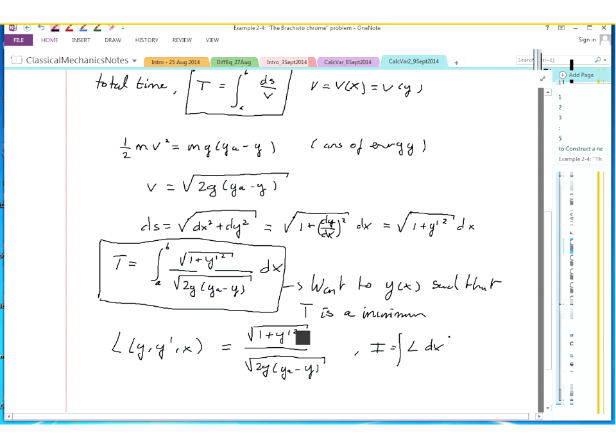All right. And I'll leave it at that. So I motivated the problem of how do we solve for y of x such that this integral of L of y, y prime, and x is stationary. And we'll start with that next week. Any questions about that?